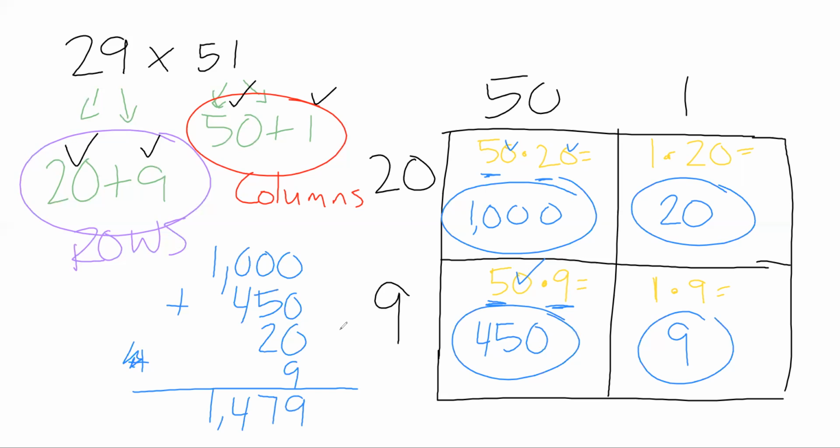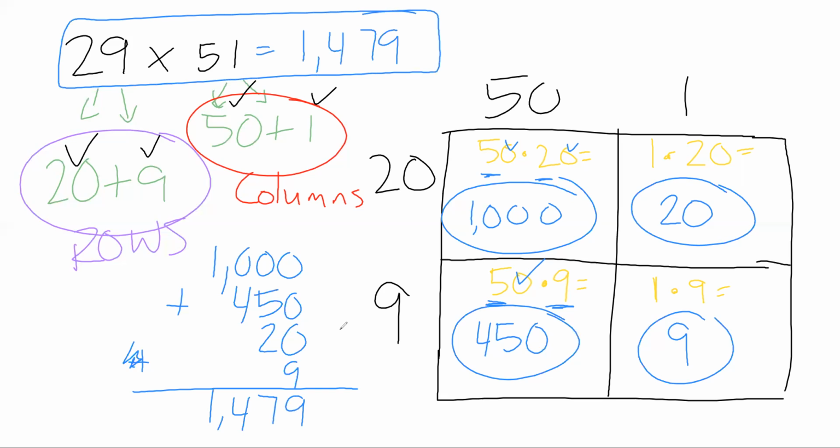So there you have it. 29 times 50, or yeah, 29 times 51. That's what that says up there. It's going to get us 1,479. Okay, so this is a brief introduction.